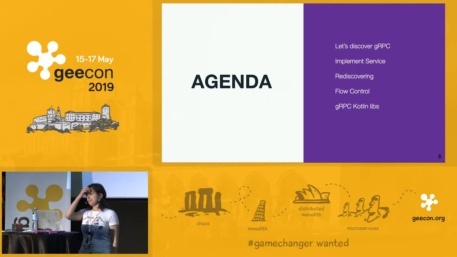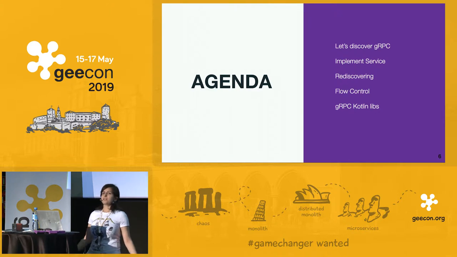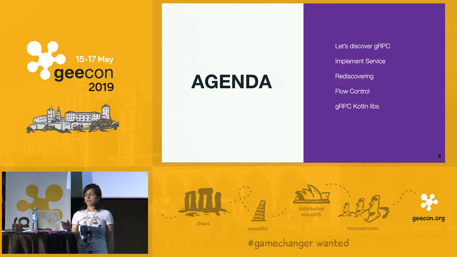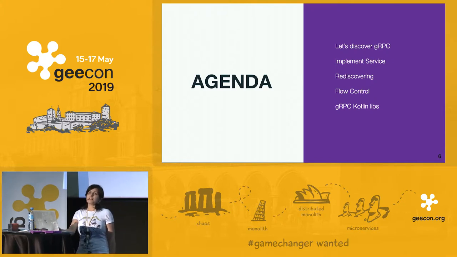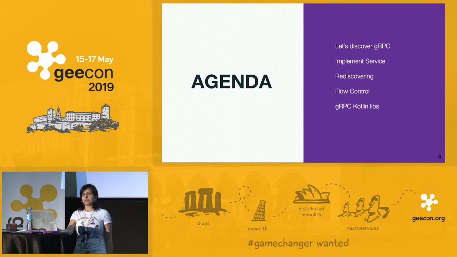So today we'll talk about what gRPC is, because not everyone knows. Then we'll implement some simple, very simple service in Java style. And then we'll rediscover how to make it better with Kotlin. And then I'll show some cool feature called flow control in gRPC with Kotlin. And we'll discover some specific Kotlin libs, and maybe you like them and use them in your projects.